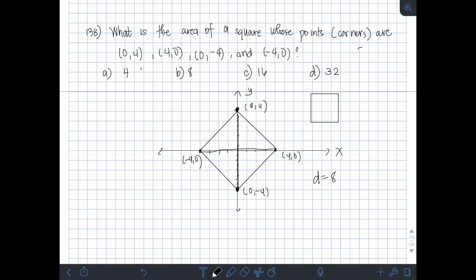So, using the formula for area ng square using diagonal, ano yun? Area is equal to 1/2 d square. Right? So, substitute natin yung value. A is equal to 1/2 times D is 8, nabilang natin, 8 square. So, 1/2 8 square is 1/2 times 64 or 32. Therefore, the area is 32 square units.